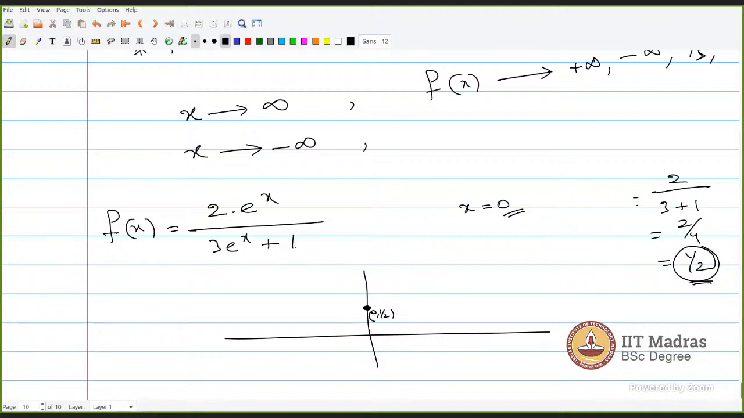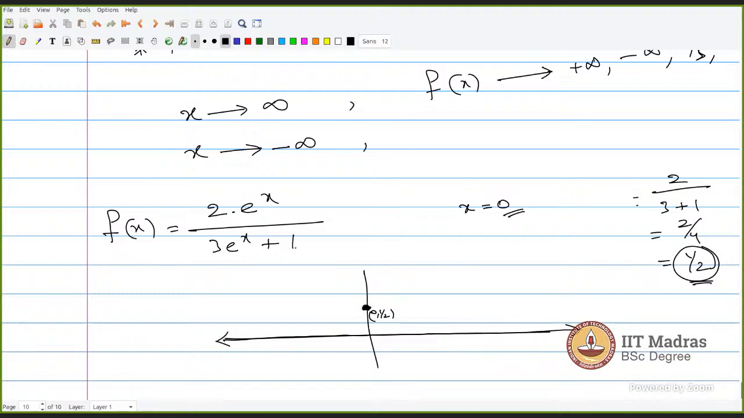If you want to get the roots, now if I equate it to 0, it will be 2 times e power x equals 0. There is no value of x for which e to the power x will be 0. So there will be no roots. That means the graph will never intersect the x-axis.